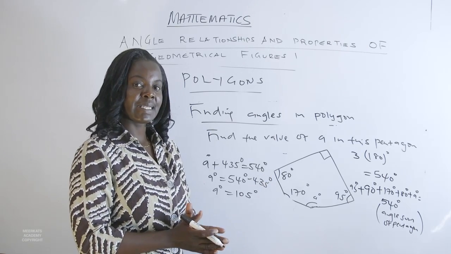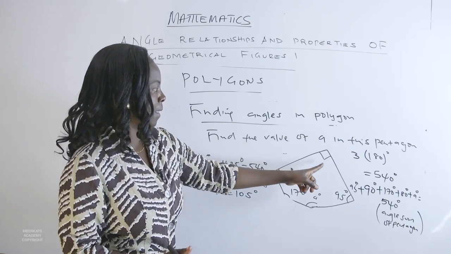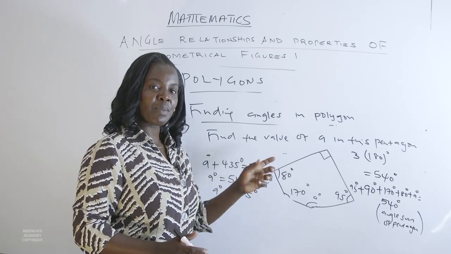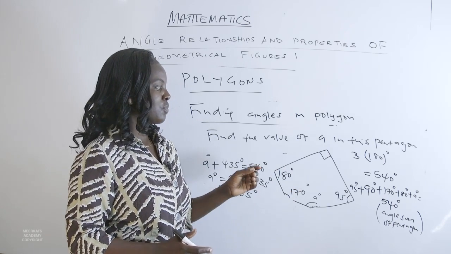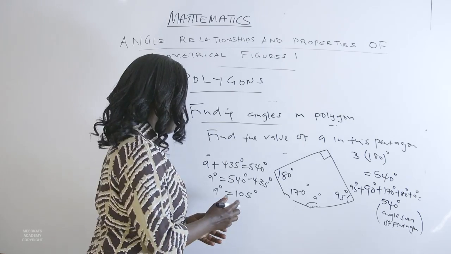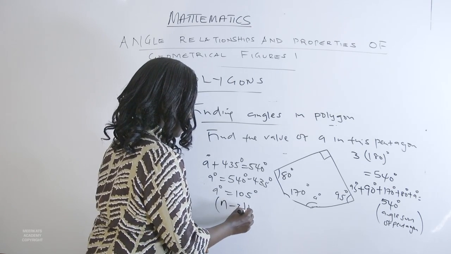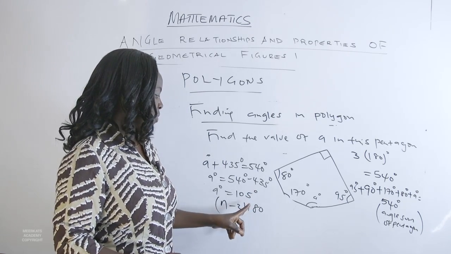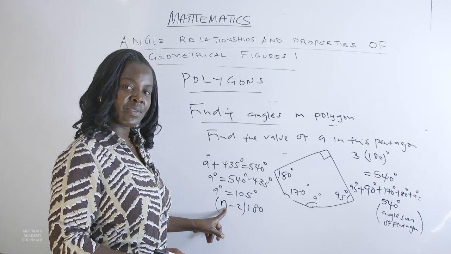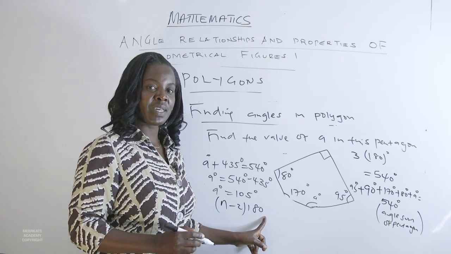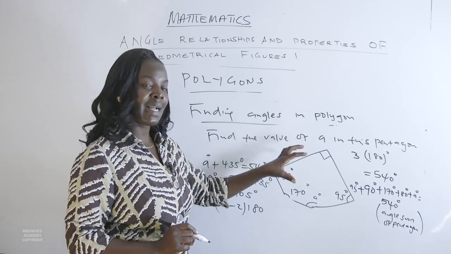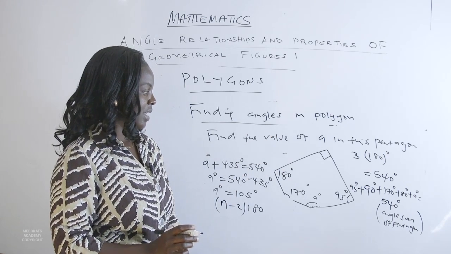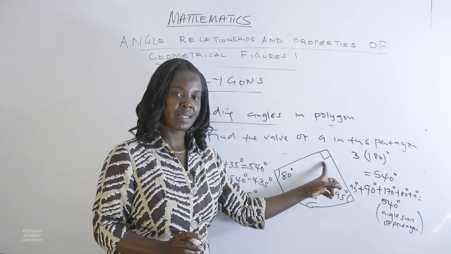So for you to be able to calculate an angle in a polygon, you should be able to know the sum of the interior angles. And we have said, for you to get the sum of interior angles, you use the formula n minus 2 times 180, where n is the number of sides. If you replace n with the number of sides that you are given, then you can get the sum of the interior angles. Then you add the angles that we are given inside, then equate with the sum of the interior angles. Then you'll be able to find the value of the missing angle.